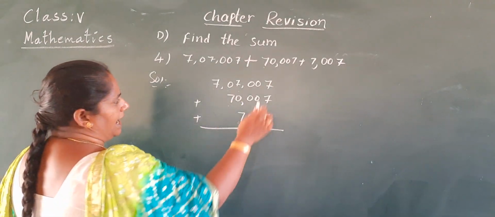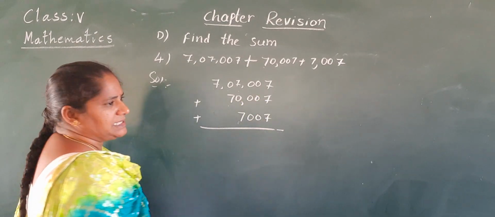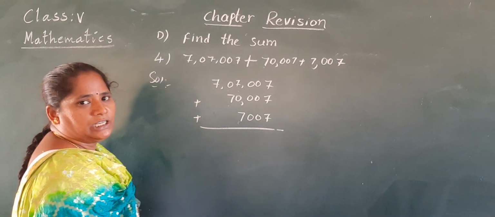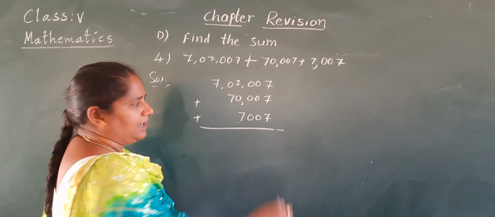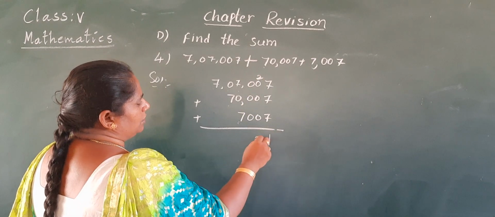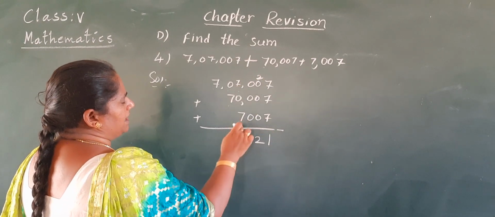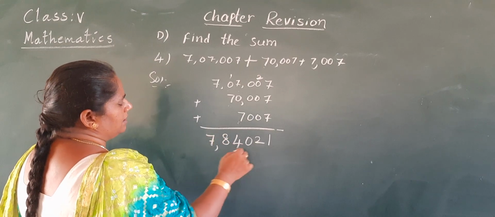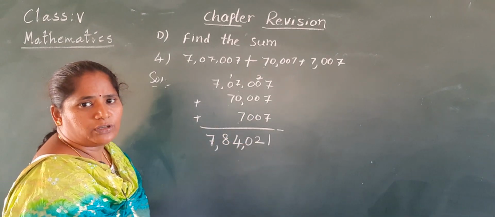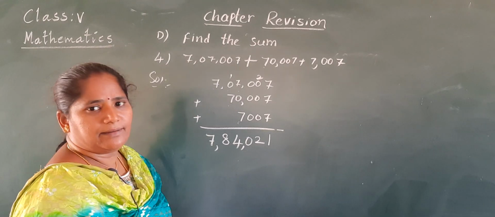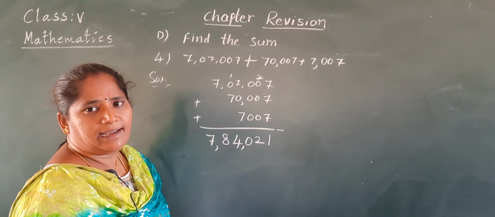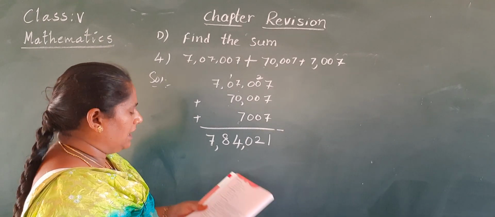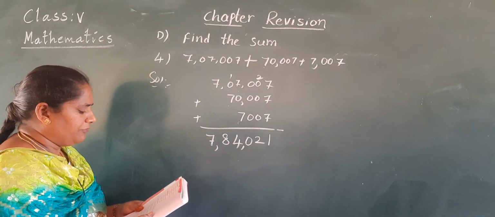Now add the ones place. 7 plus 7, 14. 14 plus 7, 21. So now 2, 0. 7 plus 7, 14. 1 plus 7, 8. 7. So the answer is 7,84,021. Note down all of you in your classwork.